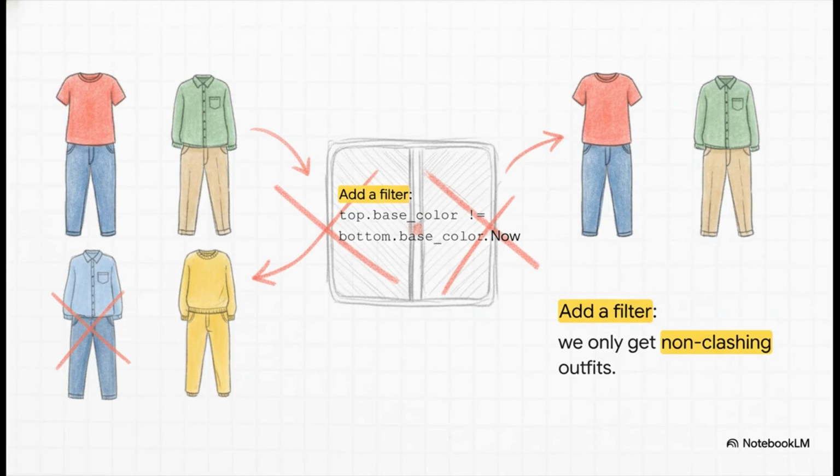And check out how simple the solution is. We just add a filter condition, top.baseColor not equal to bottom.baseColor, right after our generators. This single line of code adds a really powerful rule to our pipeline, making sure only the non-clashing outfits make it into our final list.